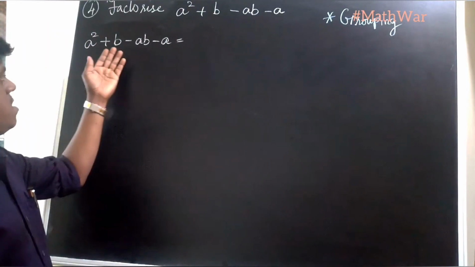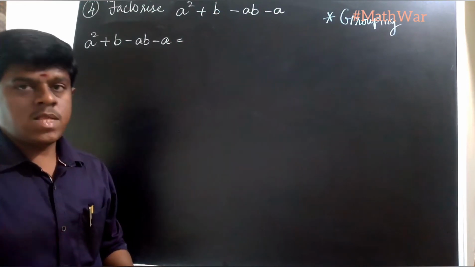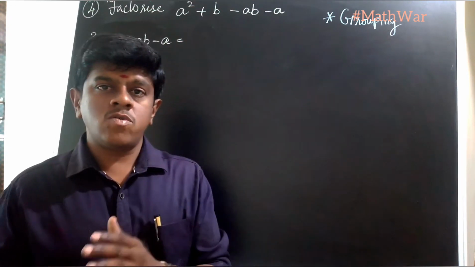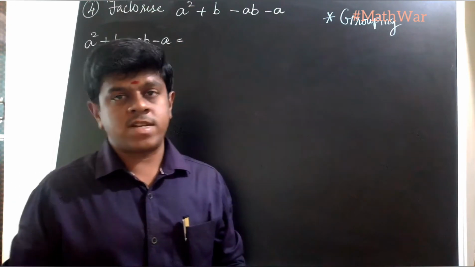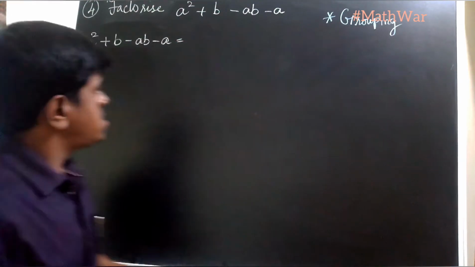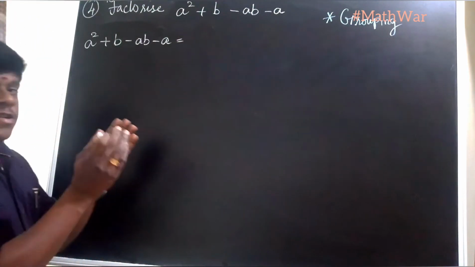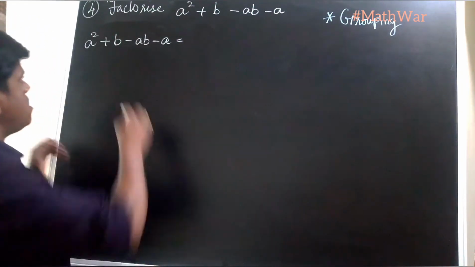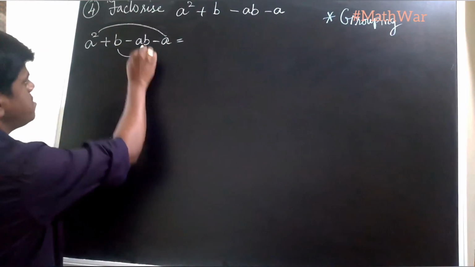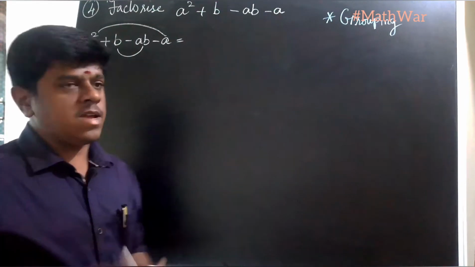Factorize a square plus b minus ab minus a. You can notice one thing, we don't have any terms in common. So what we should do, we want to go with another method of factorizing, that is grouping method. Next method is grouping method. Here, since we don't have any terms in common, we can group the terms and we can factorize it. You can see first term and last term we have a is common, and second term and third term we have b is common. Based on that, we can group it and then we can factorize it.